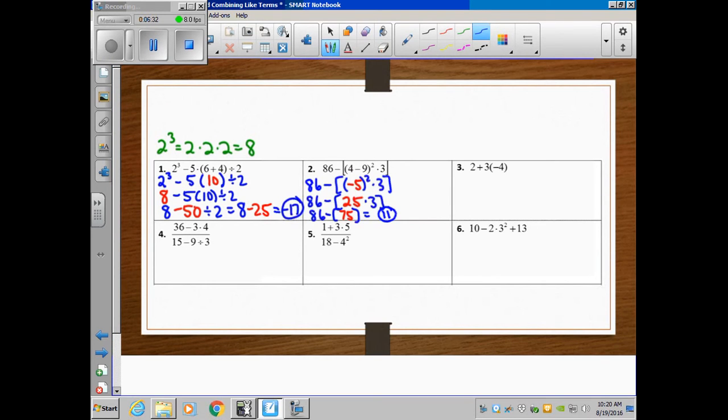And I'm done. I can double check on the calculator. And by the way, if you get something different on the calculator, it may be that you've incorrectly inputted into the calculator. So if you need some help, just let me know. All right, let's move on to number 9.